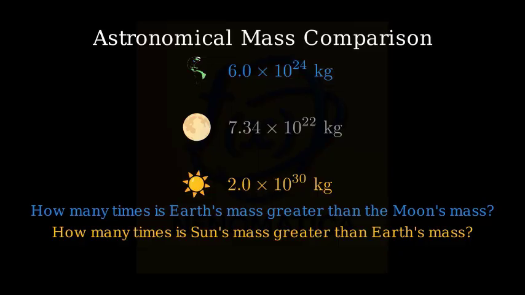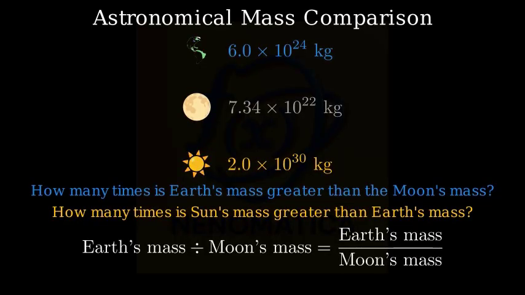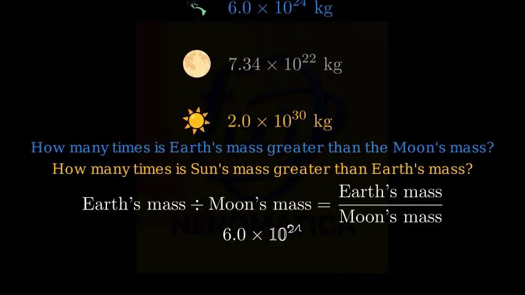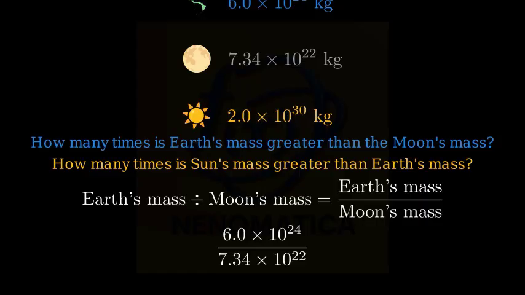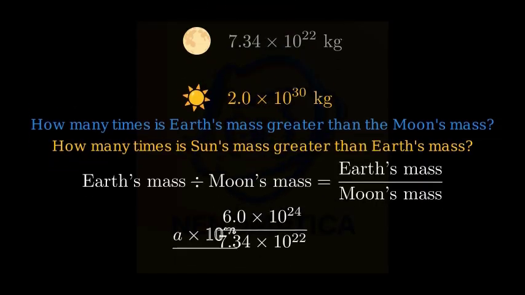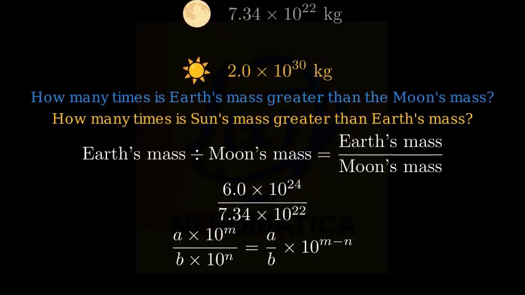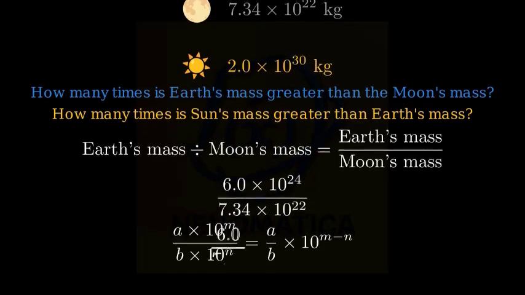We need to find how many times the Earth's mass is greater than the Moon's mass. To do this, we'll divide Earth's mass by the Moon's mass. 6.0 times 10 to the power of 24 divided by 7.34 times 10 to the power of 22. When dividing numbers in scientific notation, we divide the coefficients and subtract the exponents.